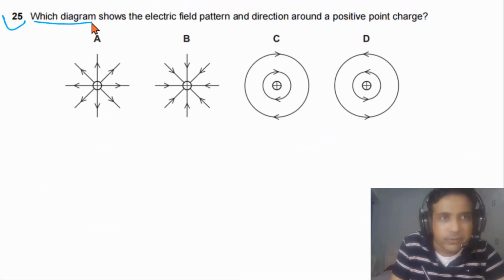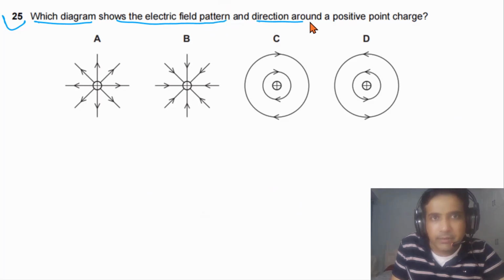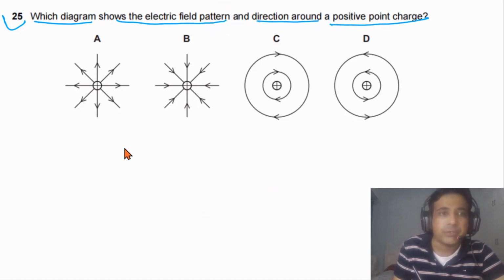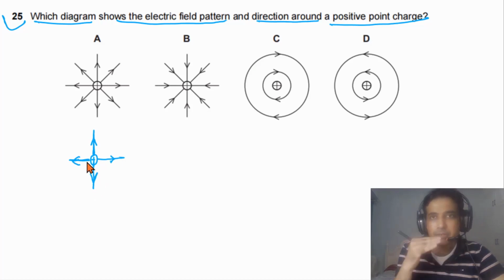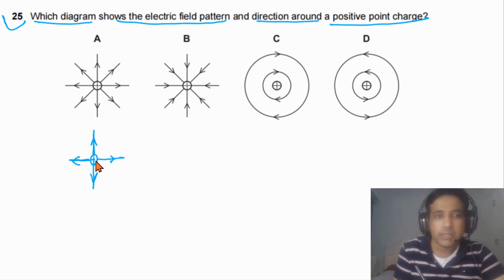Question 25 says, which diagram shows the electric field pattern and direction around a positive point charge? For a positive point charge, we need to understand that electric field lines point away from the positive charge, because if we place a positive test charge, it will experience a repulsive force. The field lines tell us the force on a positive test charge. If I place a positive test charge here, the force on it will be away from the positive charge.